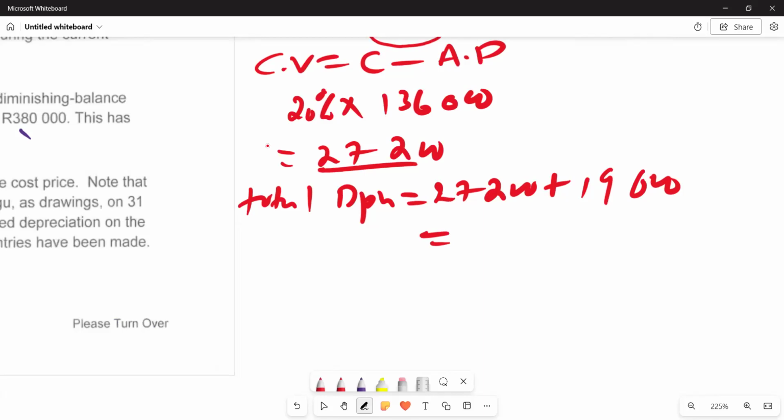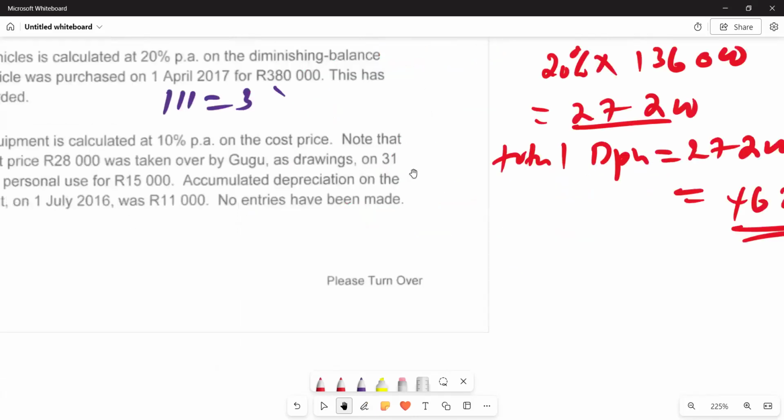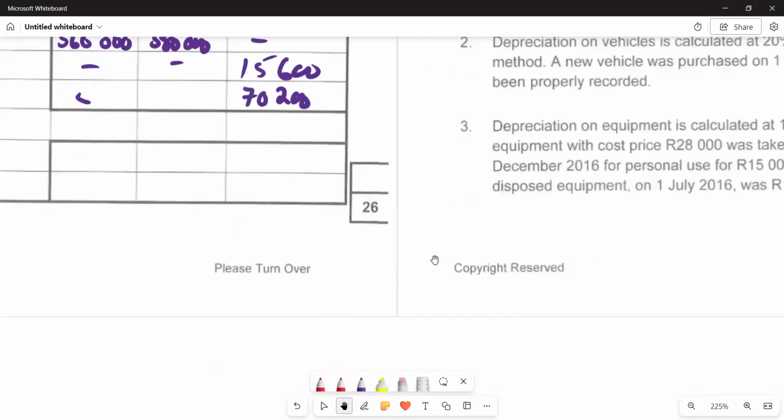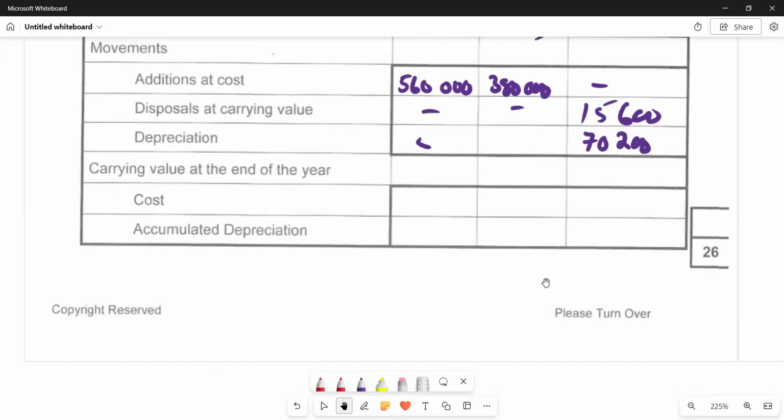And we get 46,200. So this is depreciation for the year. Depreciation for the year for the vehicles, we're going to bring it here, which is 46,200, which is supposed to come here, is our depreciation for the year. So this is what we have.